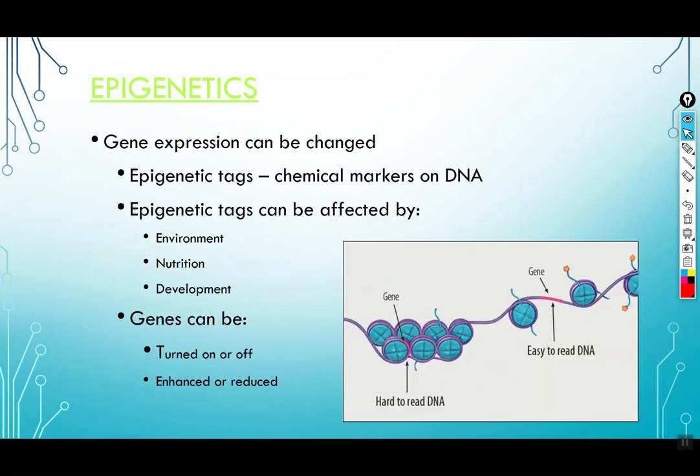Okay, so finally, we need to talk about changes to gene expression that are not intrinsic to DNA. So what I mean is, genes can be turned on or off, or they can be enhanced or reduced without actually altering the content of the genome, but rather by making them harder or easier for polymerases to access. So there's two ways we can do this. One is you can wrap the DNA really tightly around the histones.